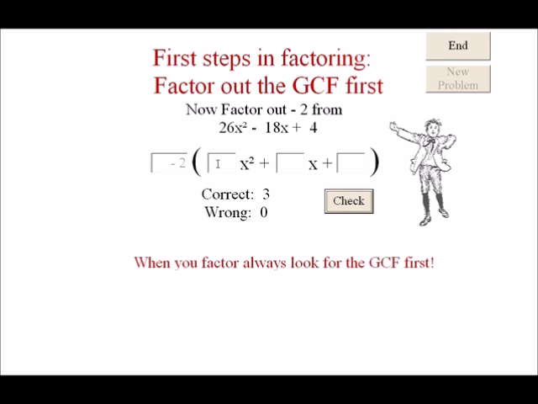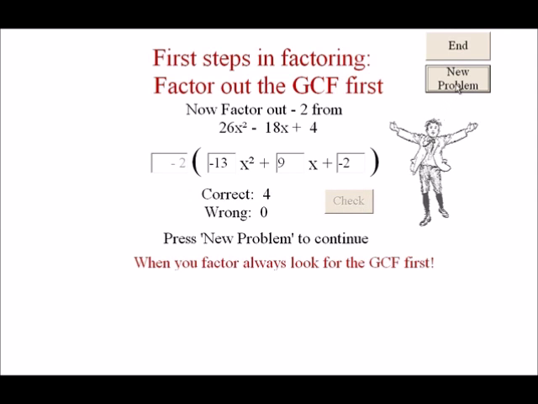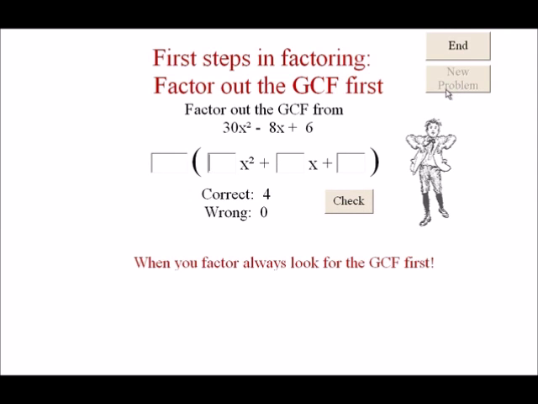Now what about negative 2? This would be negative 13. This would be now 9. And this would be negative 2. We have to be able to factor out the opposites sometimes when we get into our harder problems. Check, we win. See if we can get something different this time.